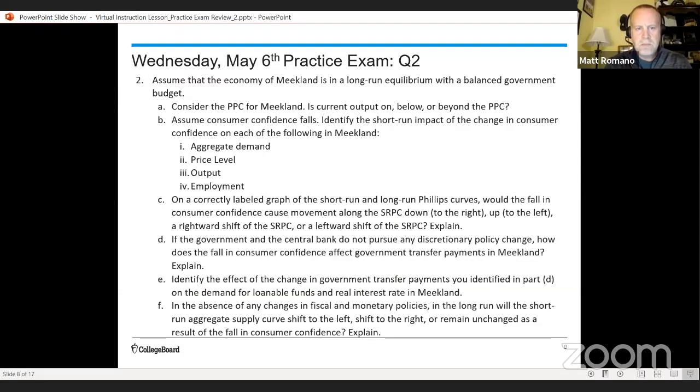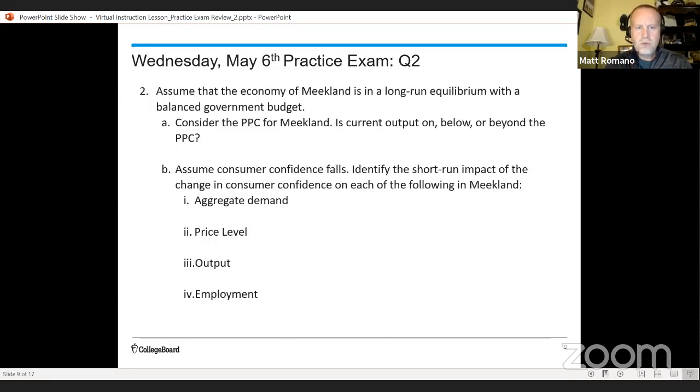Question two, we're going to go to Meek Land, and we're going to track a few things about the economy in Meek Land. So let's start with the first two parts, parts A and B. Assume the economy of Meek Land is in a long-run equilibrium with a balanced government budget. Again, stop and process that prompt. They're telling you this for a reason. We're in long-run equilibrium. What does that tell you? It means output's at full employment. It means that resources are being utilized efficiently and sustainably. And we have a balanced government budget. Currently, spending is equal to revenue.